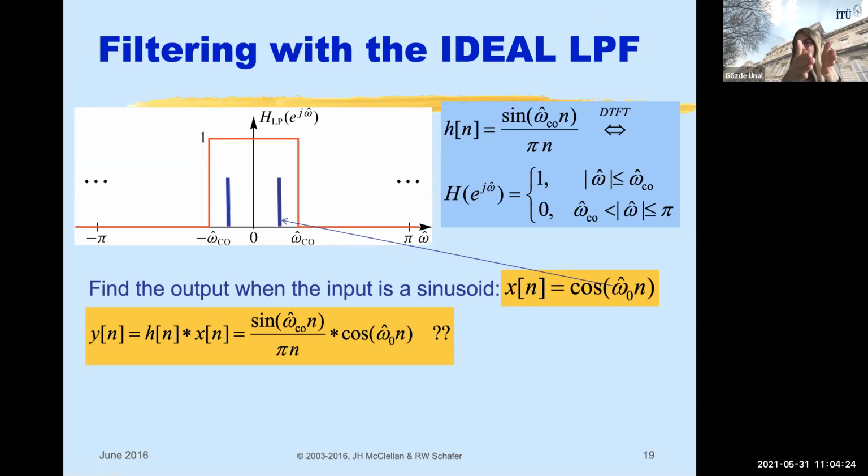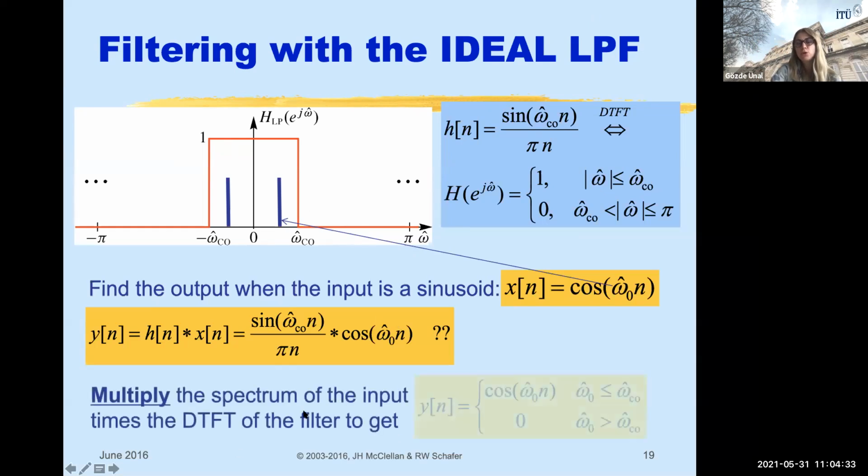It's inside the cutoff. It passes, right? It's in the pass band. So the output is the same signal, guys, here. Spectrum of the input times the DTFT of the filter gives exactly the same signal as the input.